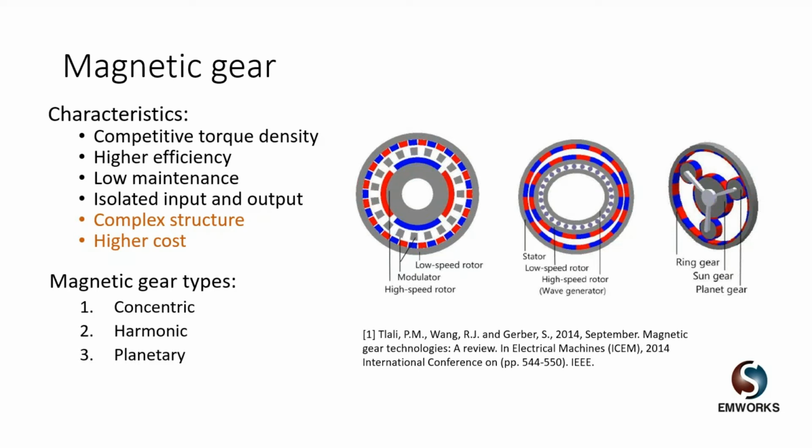The type of magnetic gears that is actually getting the most attention is the concentric gearbox type, which is the one on your left, and that one is the one that we're going to be simulating today, and that is the one that is getting by far the most attention from the engineering community.